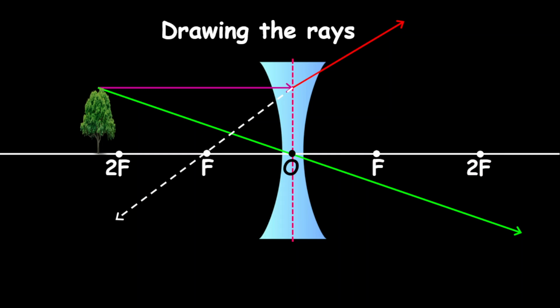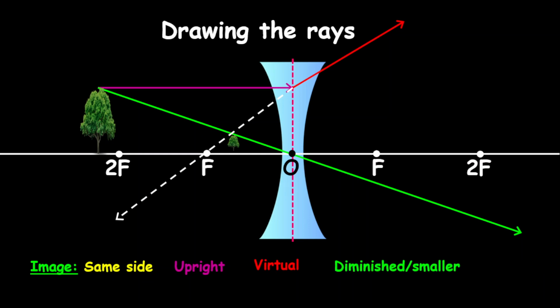Now, where the lines meet, that's where our image will be formed. And so the image will be formed where the lines meet. Now, I want you to note that the image itself will be on the same side as the object. It will also be upright. And also, because it's on the same side, then it must be a virtual image. The image will also be diminished or smaller than the object.